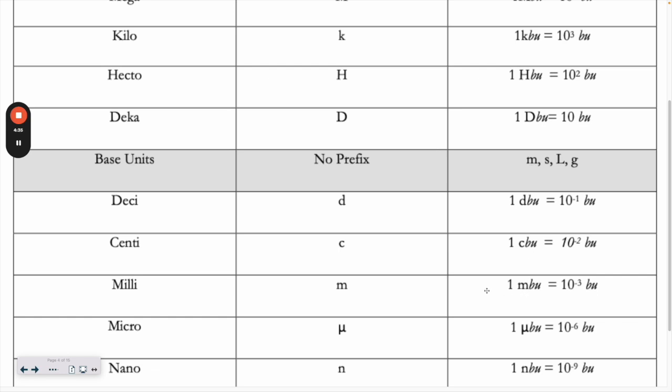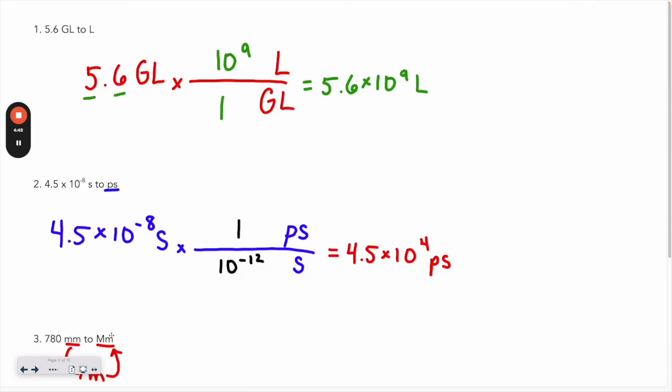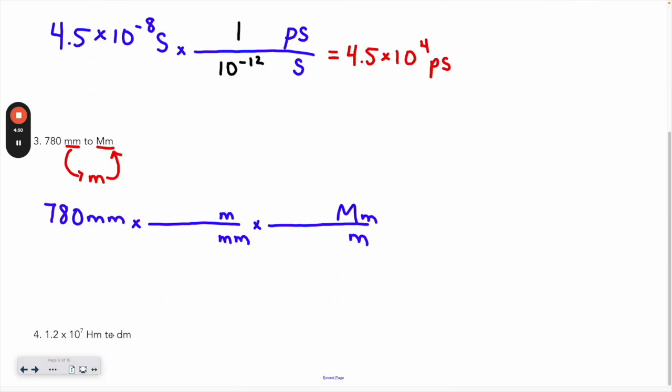And 1 milli, base unit is meter, so 1 millimeter is 10 to the negative 3rd meters. So I'm going to plug that in. 1 millimeter is 10 to the negative 3rd meters.